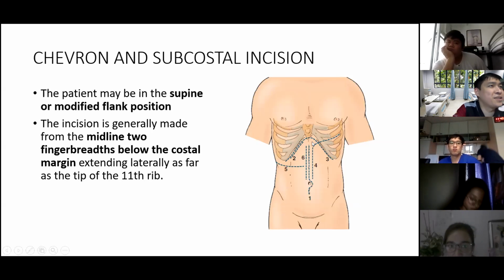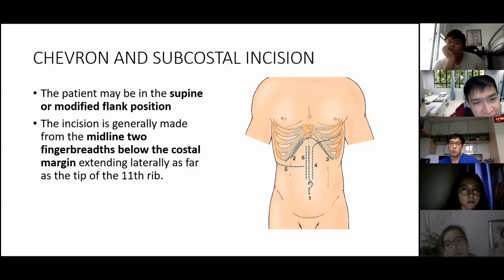Just the same as the subcostal. Here, the patient may be in supine or modified flank position. The incision is generally made from the midline 2 finger breadths below the costal margin, extending laterally as far as the tip of the 11th rib.